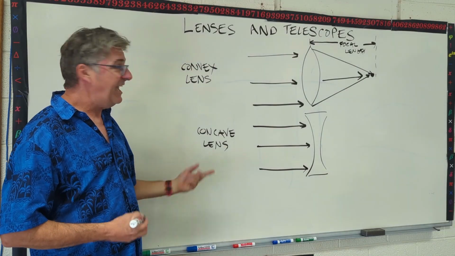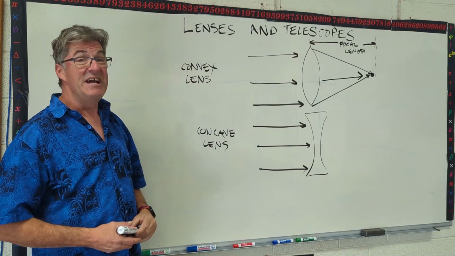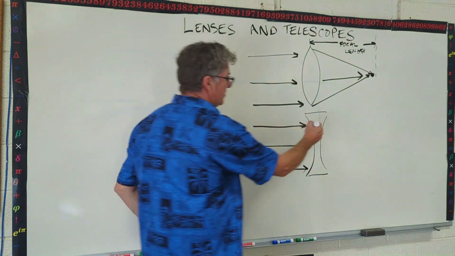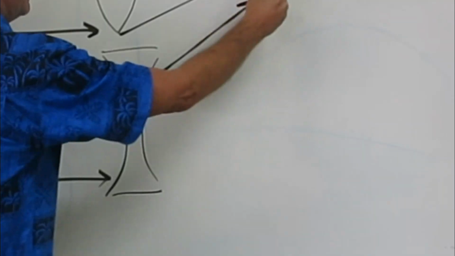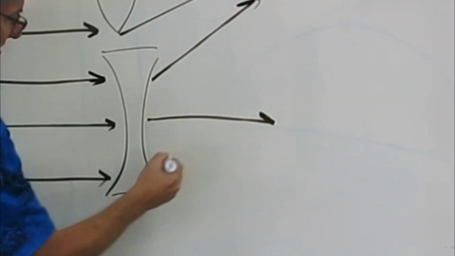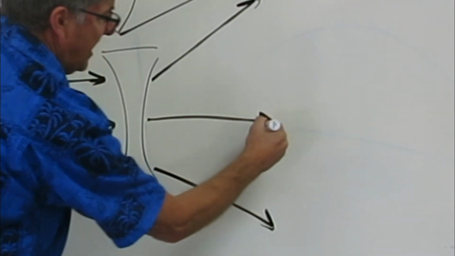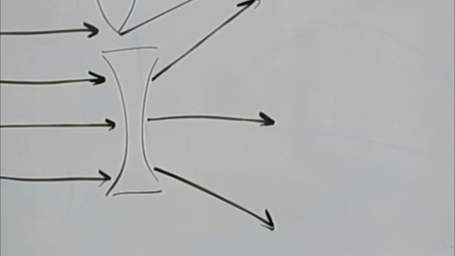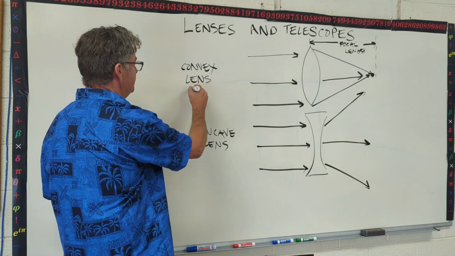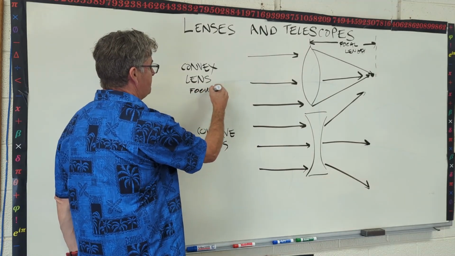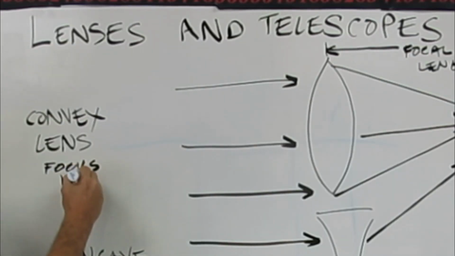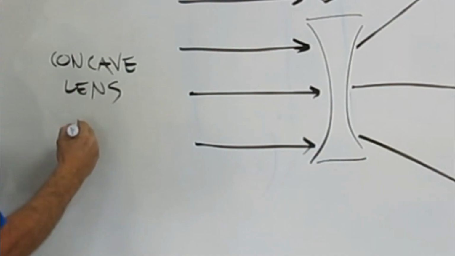Now, a concave lens does the opposite. It disperses light. So the light goes out wider. But it does not focus the light. There is no focal length for this. Okay, so let's put this in here. It focuses light. And this disperses light.